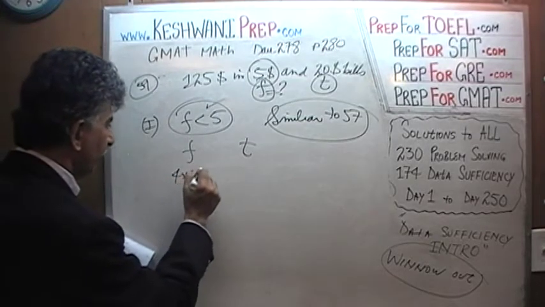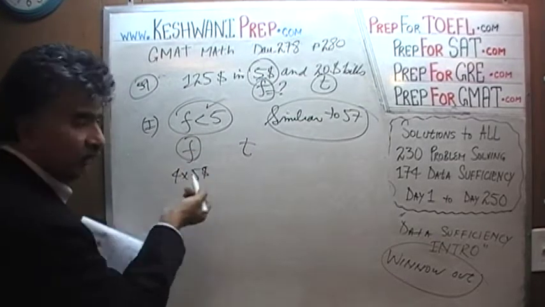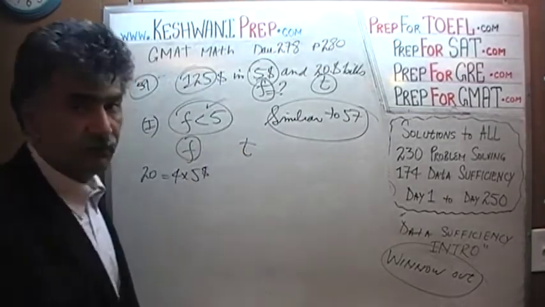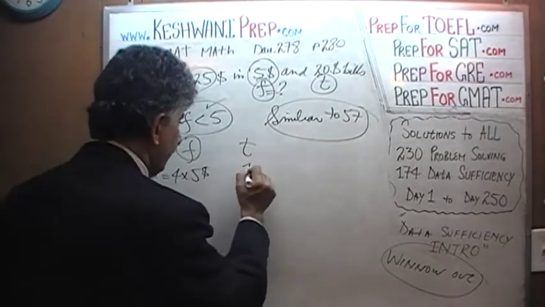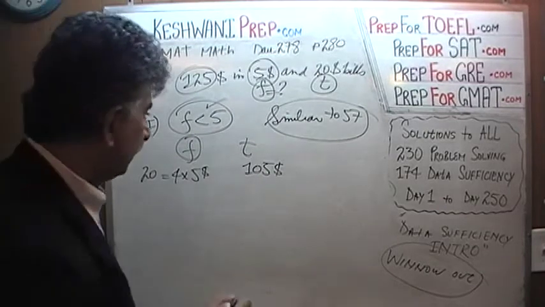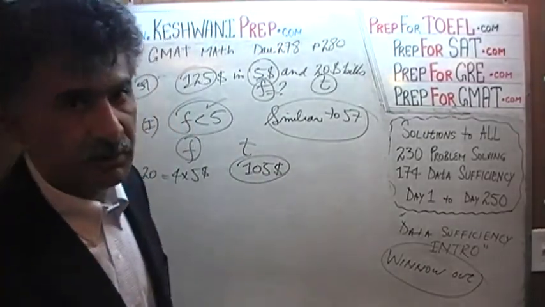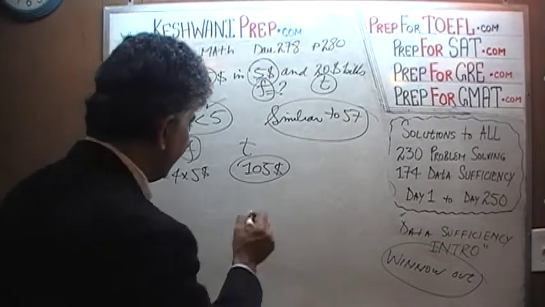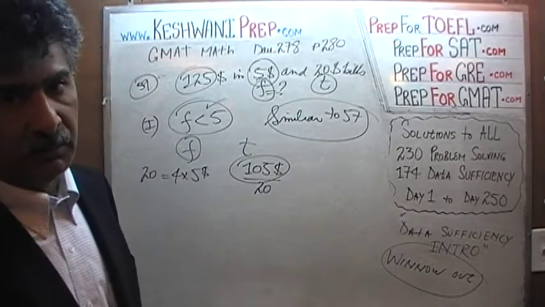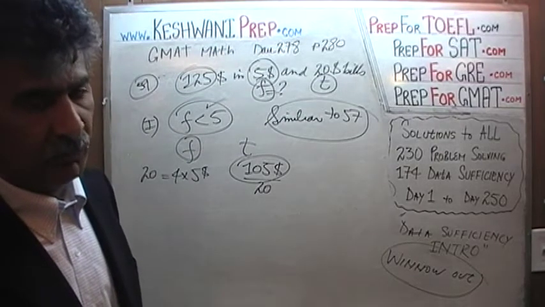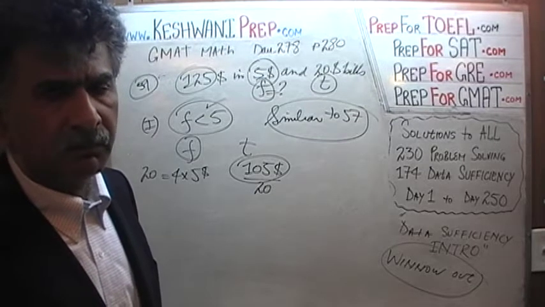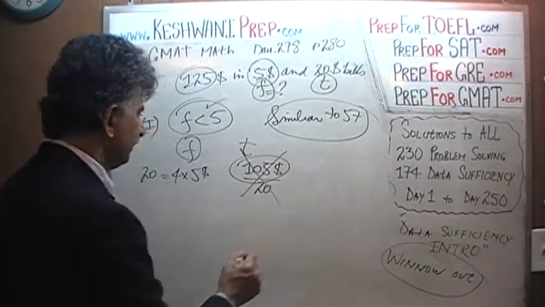So if we have 4 of them, 4 times 5, because they are $5 bills. So that's $20. If it's $20, and since the total is 125, this has got to be $105. Now the question is, is it possible to have $105 in $20 bills? Is 105 divisible by 20? The answer, of course, is no, it is not possible to have $105 in $20 bills.